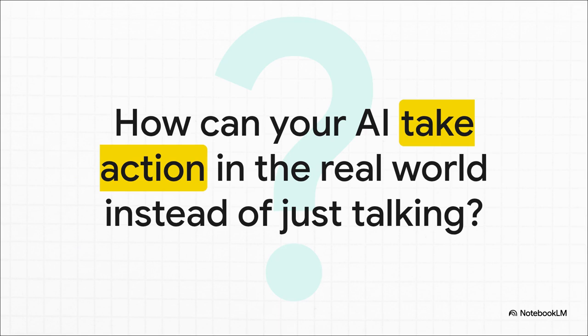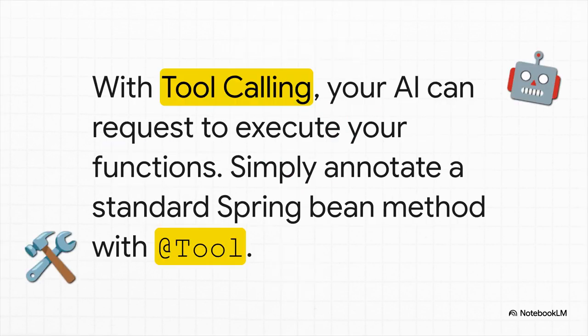An AI that can only talk is, well, pretty limited. So how do we empower it to actually interact with other systems, to call APIs, to do things in the real world? The solution here is called tool calling. The idea is you describe your Java methods to the AI model, and then, based on the conversation, it can intelligently ask to run them. And in Spring AI, this is ridiculously simple. You just take a standard Spring Bean method, you add the @tool annotation, and you give it a clear description of what it does. The framework handles everything else.